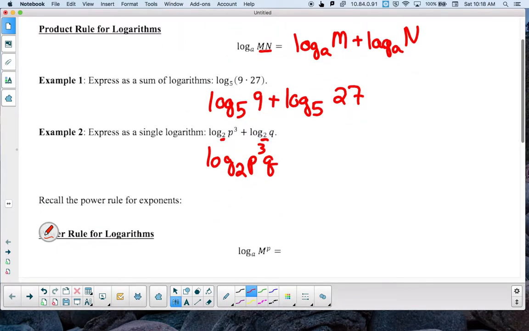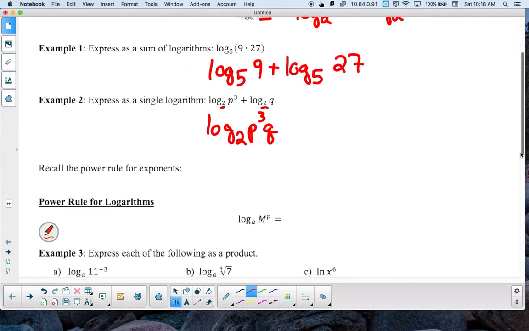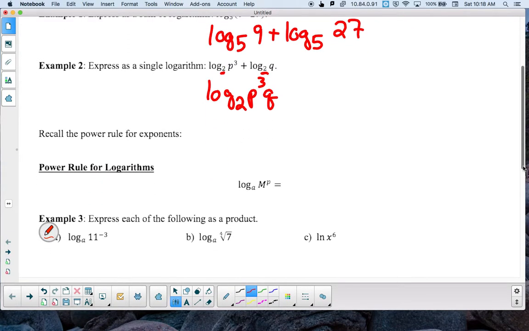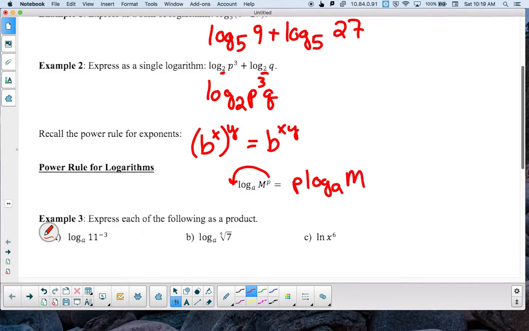And so then for the power rule of exponents, remember that if we had b to the x and then to the y, we multiply these, so this would be b to the xy. So similarly, if we have an exponent, we can bring this to the front as a multiplication, so this would be p times log base a of n.